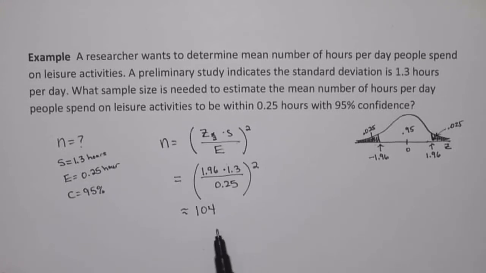So this is the sample size required in order to estimate the mean number of hours per day that people spend on leisure activities to be within 0.25 hours with 95% confidence. Now, just like when we were dealing with confidence intervals for population proportions, there is no command on the calculator that's going to give us the sample size required. But there is an option in StatCrunch that we can use to give us the sample size. So let's take a look at that.